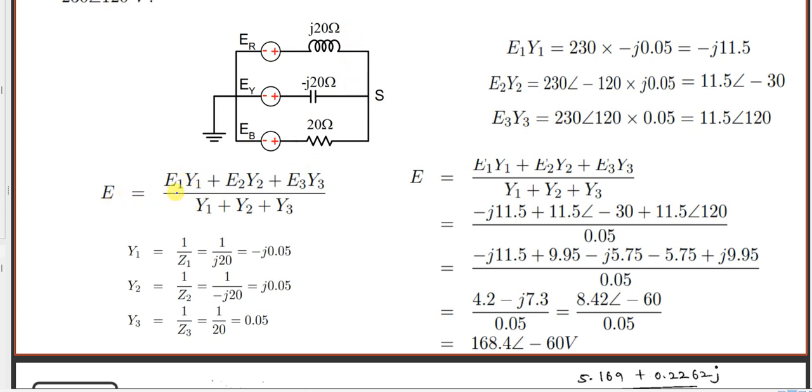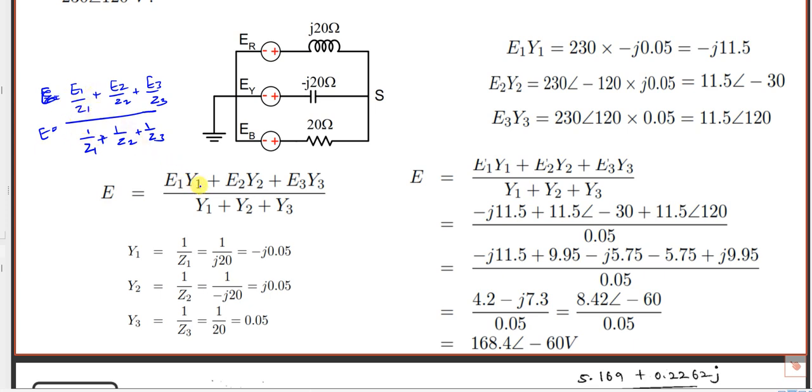The value of voltage is given by E1Y1, that is nothing but E1 by Z1, E2 by Z2, E3 by Z3 divided by 1 by Z1, and so on. In terms of impedance, the value of E is given by E1 by Z1, E2 by Z2, E3 by Z3 over the sum of the reciprocals. In terms of resistance, it is E1 by R1, E2 by R2, E3 by R3 over the sum of the reciprocals. You can write that E value here.